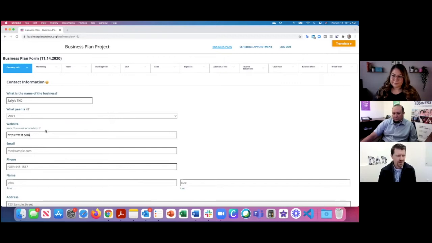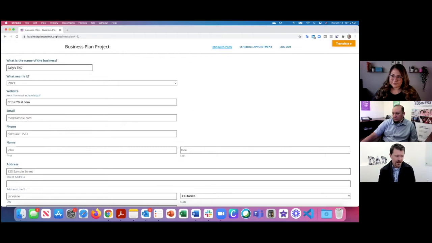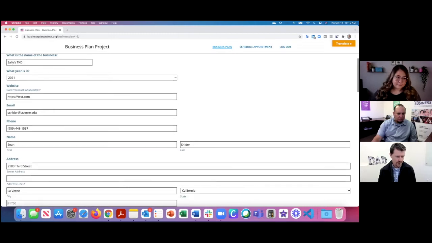I will point out one thing on this particular field. You have to add the HTTP, because otherwise it'll give an error, like it's not a real website. So just a heads up there. My email, let's see here, @Verne.eu. Our phone number, let's see, 909. My name and our address. California 91750. And we've already completed one section of the business plan. Woohoo! The contact page, or the cover page that has our contact information.